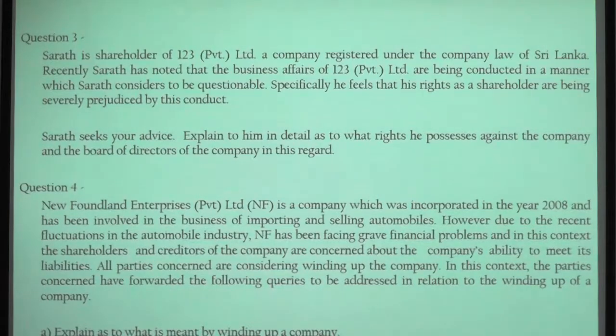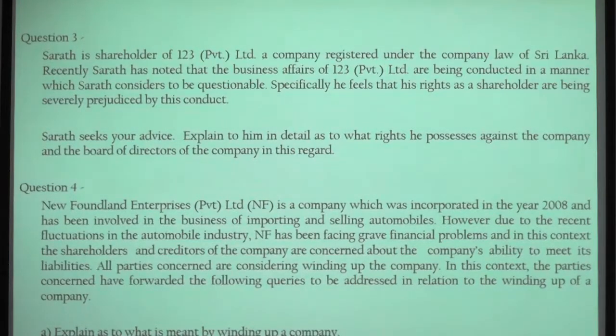In question 4, Newfoundland Enterprises Private Limited is a company which was incorporated in the year 2008 and has been involved in the business of importing and selling automobiles. However, due to the recent fluctuation in the automobile industry, NF has been facing grave financial problems, and in this context, the shareholders and creditors of the company are concerned about the company's ability to meet its liabilities. All parties concerned are considering winding up of the company. In this context, the parties concerned have forwarded the following queries to be addressed in relation to the winding up of a company.